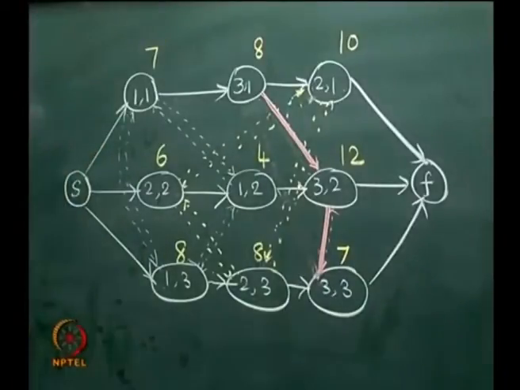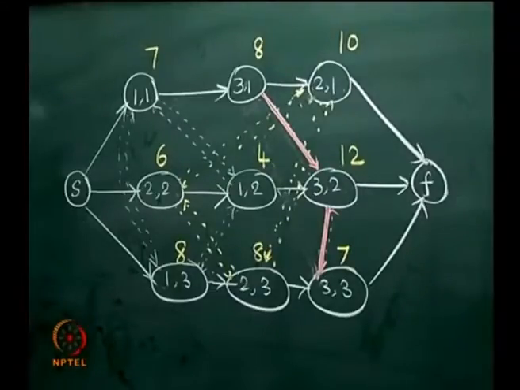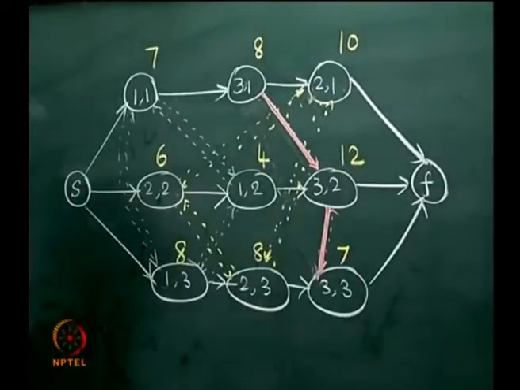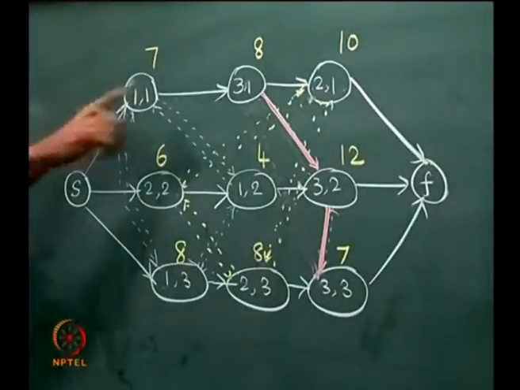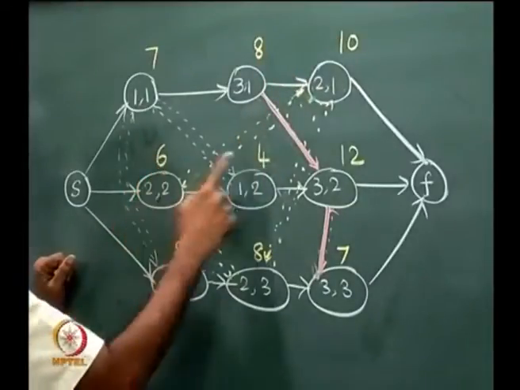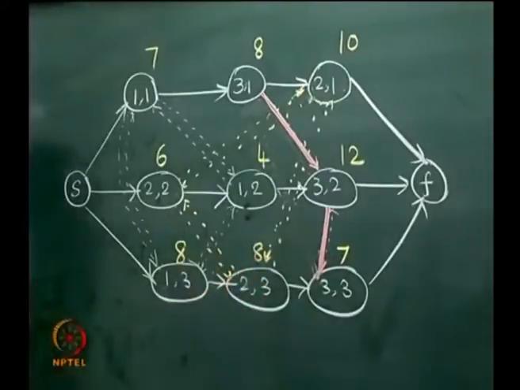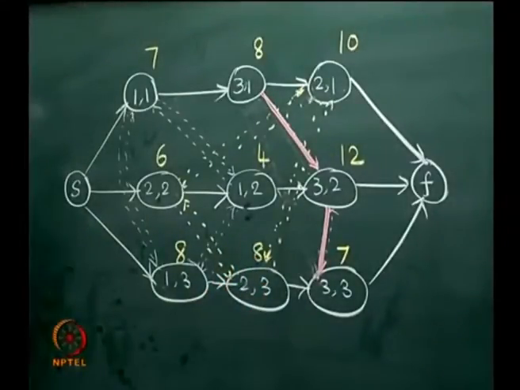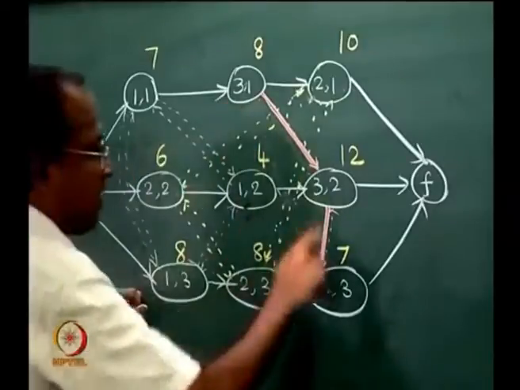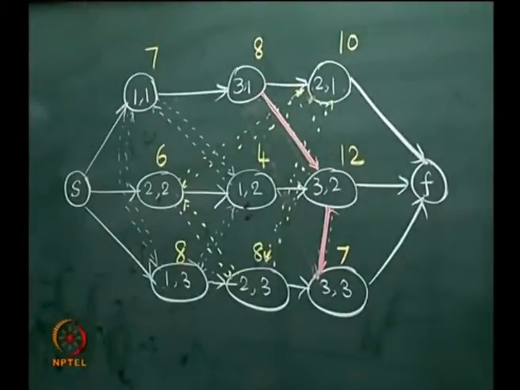Now, the longest path on the network gives once again a lower bound to the makespan. Earlier, the longest path on this network was the sum of the job processing times: 7 plus 8 is 15, plus 10 is 25; 6 plus 4 is 10, plus 12 is 22; 8 plus 8 is 16, plus 7 is 23. But now, with the inclusion of these 2 arcs, the longest path on this network would become 34.